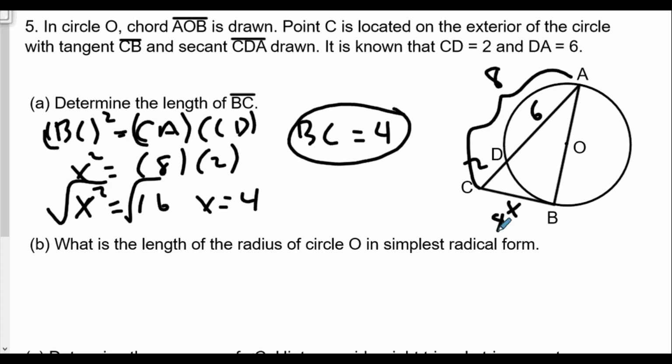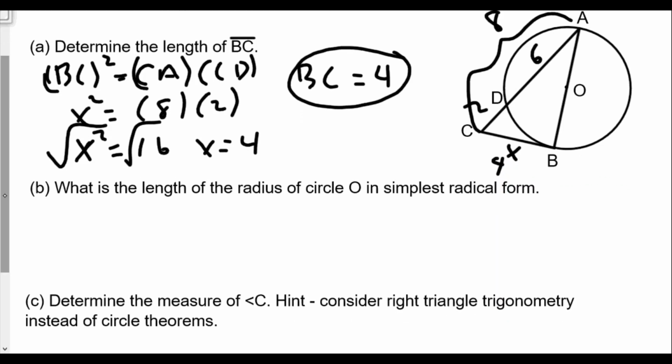Now, for part B, it says, what is the length of the radius of the circle in simplest radical form? Now, one of the things we can do is, because of the fact that the tangent is intersected by not any chord but a diameter, it's going to be perpendicular to the diameter, forming a right angle. And so now we have a right triangle situation. And so we know that this measurement's 8, this measurement's 4, and this is the unknown value, which we'll call, in this case, B. All right? And so we use the Pythagorean theorem.